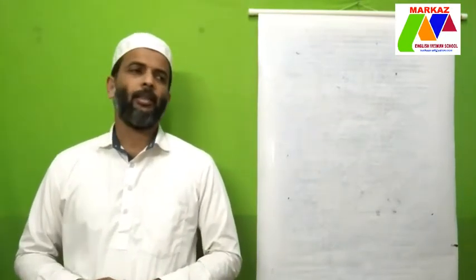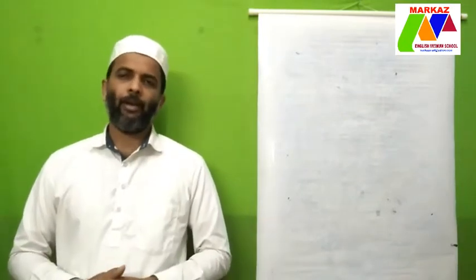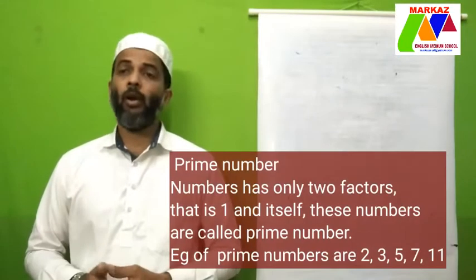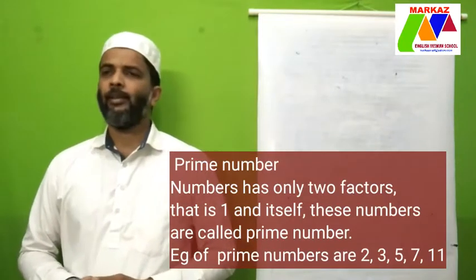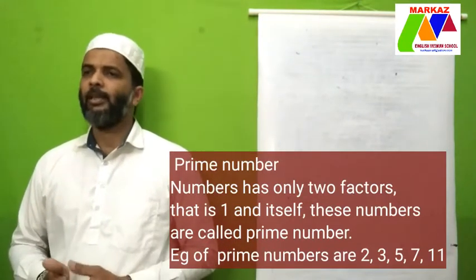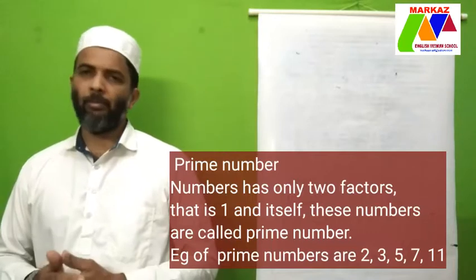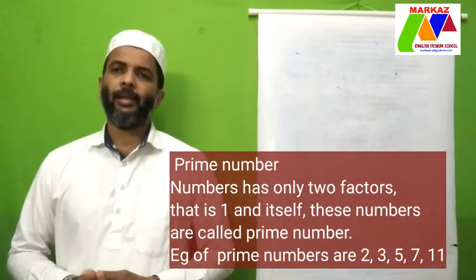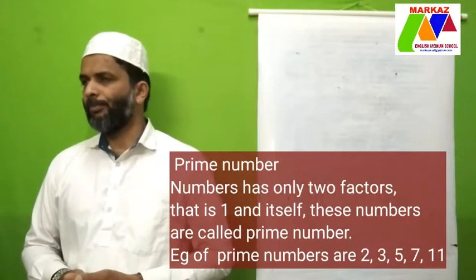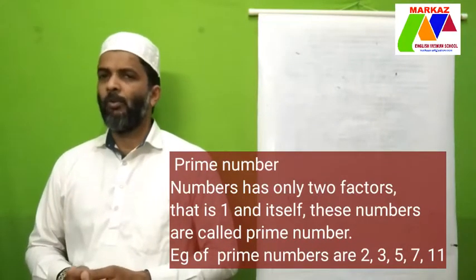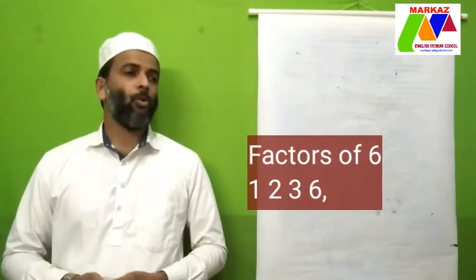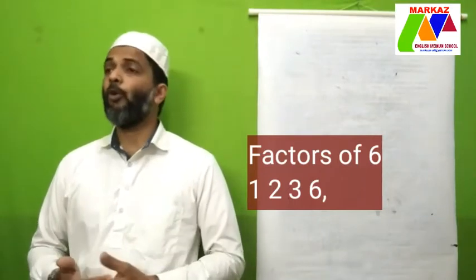Okay, third one, prime number. Write down heading, prime number. Numbers that have only two factors, that is 1 and the number itself, these numbers are called prime numbers. Examples of some prime numbers are 2, 3, 5, 7, 11. We know the factors of 6: 1, 2, 3, 6. There are 4 factors.